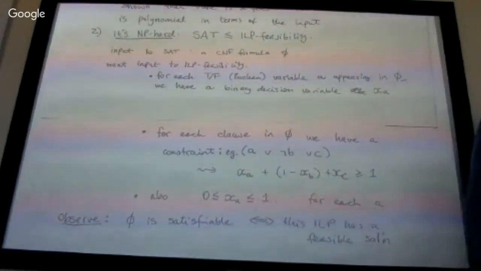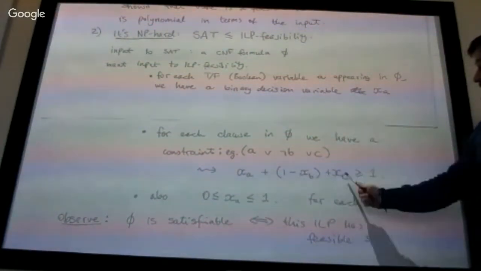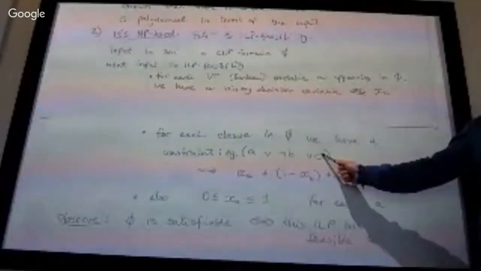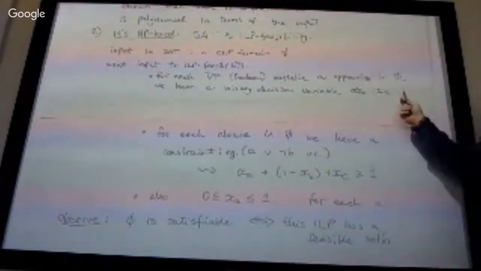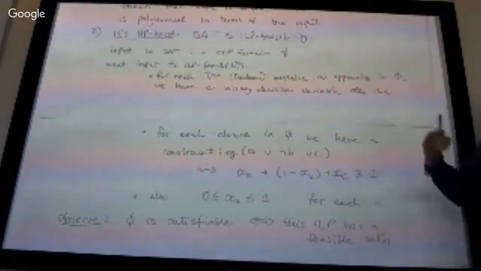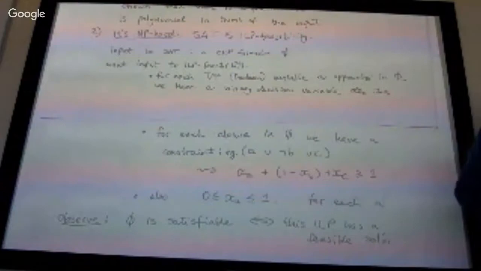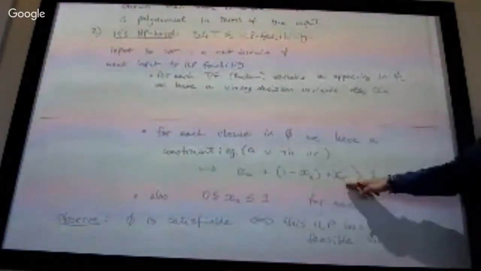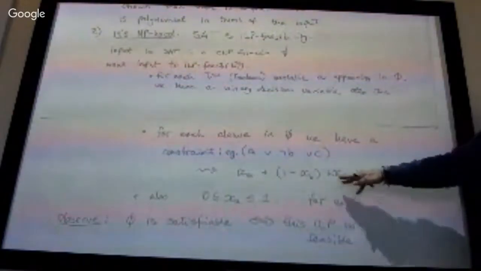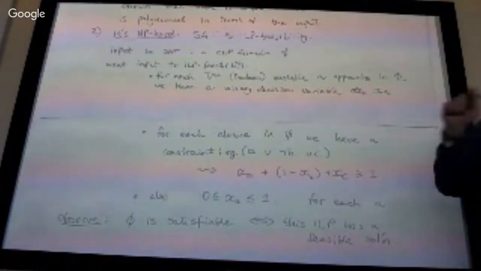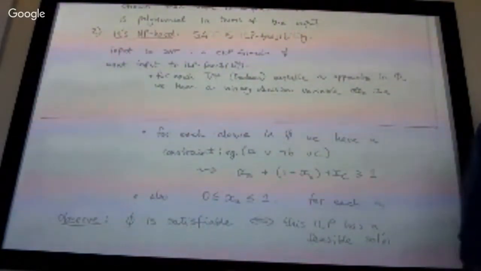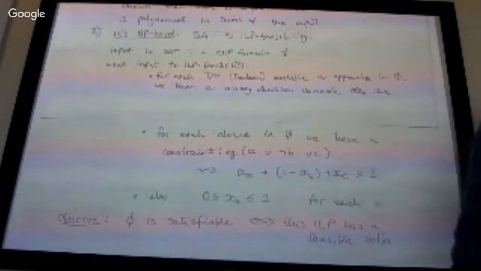So if one of them is 1, then you set this one to true. So going backwards, whenever the x_A is 1 for some A, you set A to true. And if it's 0, it's false, and you get a satisfying assignment. So a satisfying assignment to the formula gives you a feasible solution, and conversely, a feasible solution gives you a satisfying assignment, via this kind of true is 1, false is 0. Okay? So the answer is yes if and only if it's yes.